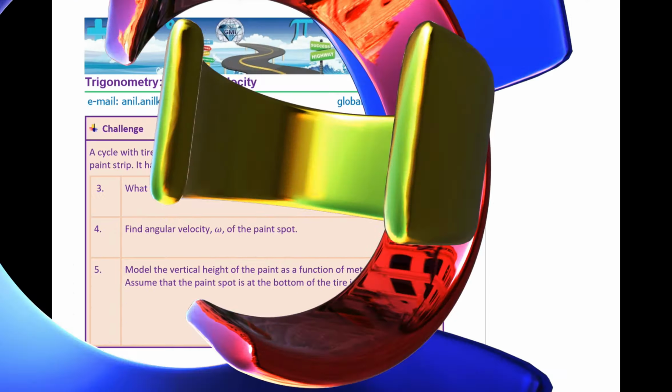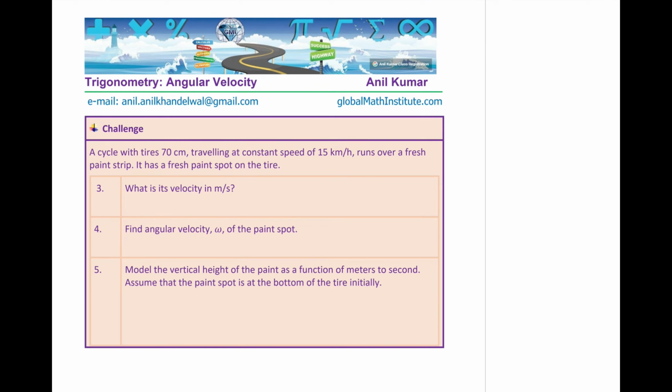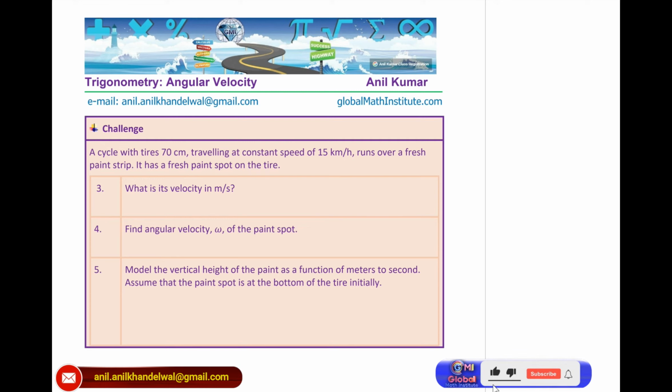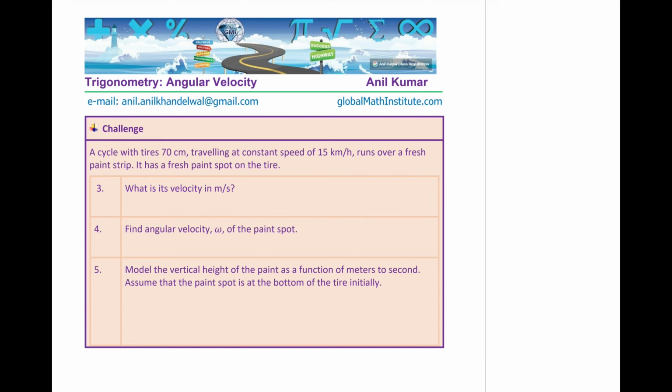Now let's look into the next question, which is: a cycle with tires 70 centimeters traveling at a constant speed of 15 kilometers per hour runs over a fresh paint strip. It has a fresh paint spot on the tire. What is the velocity in meters per second?